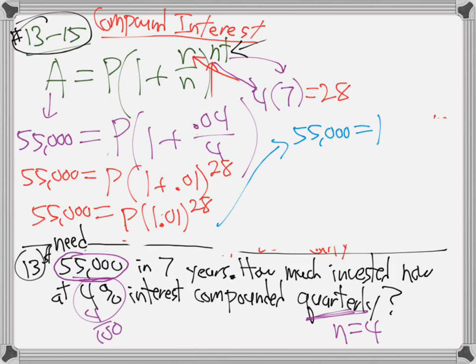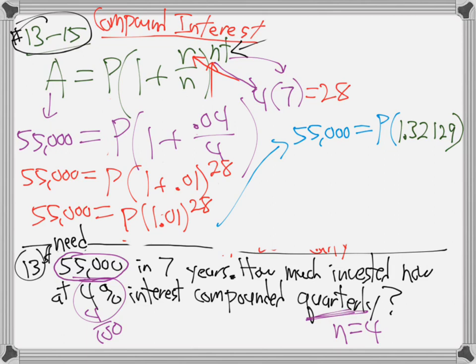55,000 equals P times, let's see, what's 1.01 to the 28th? Oh, I'm getting a really big number. I'm getting 1.32129. It goes on and on even further. I just kind of cut it off there.